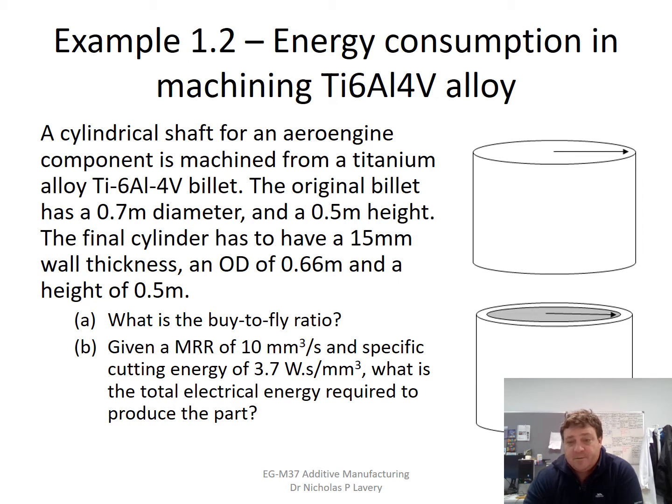You can see the final part is just a cylinder. Okay, and it has a 15 millimeter wall thickness and an outer diameter of 0.66 meters and a height of 0.5 meters. So two questions. What is the buy to fly ratio? And then the second part of this is, given that the material removal rate is 10 millimeters cubed per second, and the specific cutting energy is 3.7 watts second per cubic millimeter, what is the total electrical energy required to produce the part?